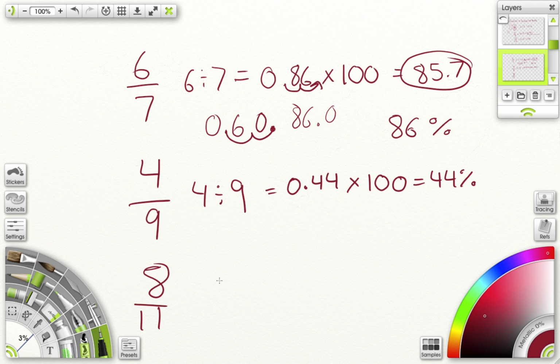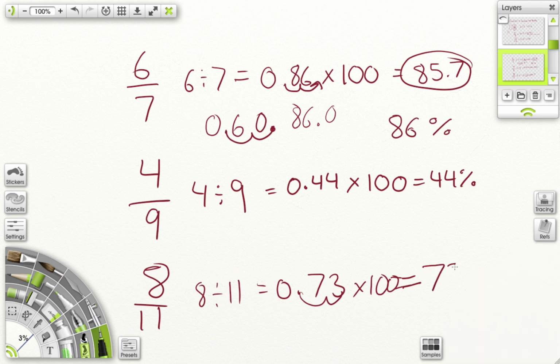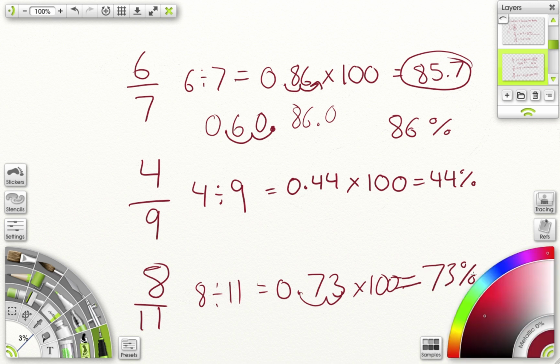So this one, let's do 8 divided by 11. So numerator divided by denominator. 8 divided by 11 equals 0.73. And that's rounded. And now I times this by 100, or move it over 2 decimal spots, which gives me 73%. So that's how I take my fractions and convert them into decimals and percents.